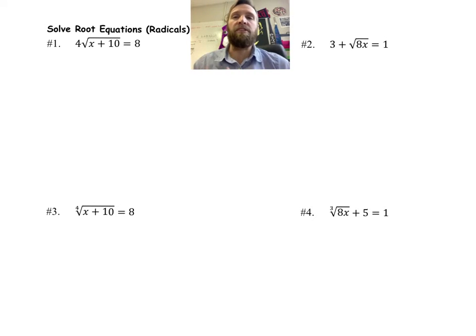We've actually already solved some things where we used roots. They weren't in the equation already, but if we had like x to the third, we would take the third root. If we had x to the fourth, we would take the fourth root. Today, if we have the fourth root, we're just going to raise it up to the fourth power.